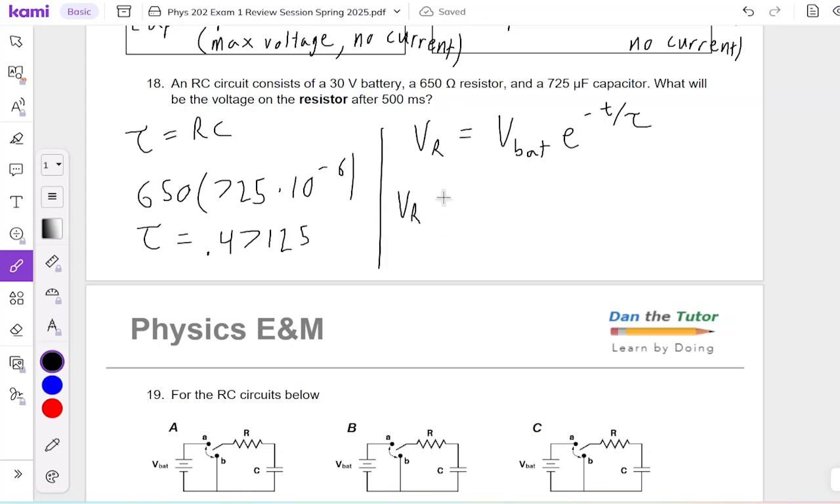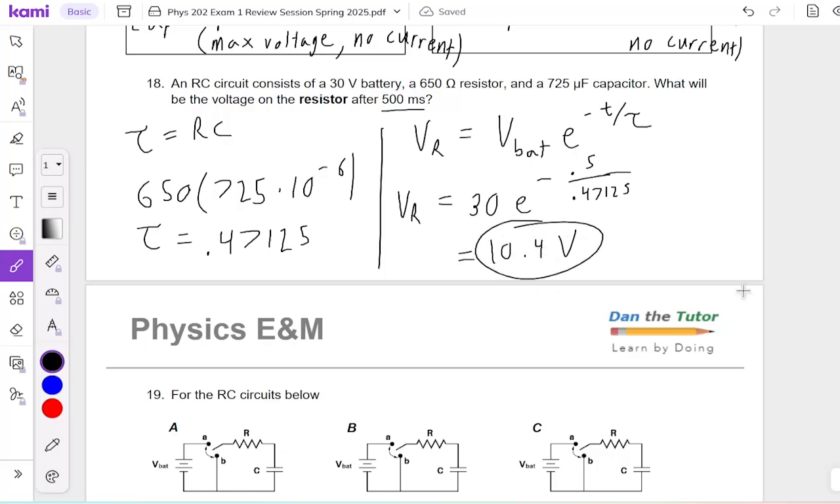Then the voltage in the resistor is just going to be V bat, 30, times e to the negative 500 milliseconds, which is 0.5 seconds. That's what goes in for time. Tau is 0.47125. Just plug this in a calculator and we get our answer: 10.4 volts. That's how much voltage is in the resistor. Which means the remaining 19.6 volts is in the capacitor, if 10.4 is in the resistor, because it has to add to the 30.